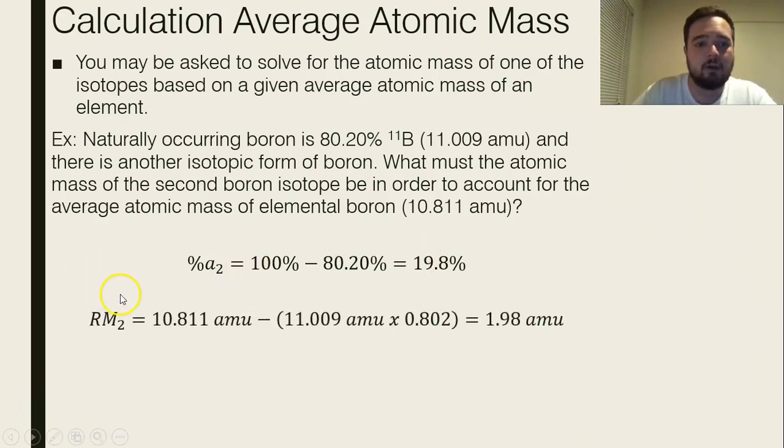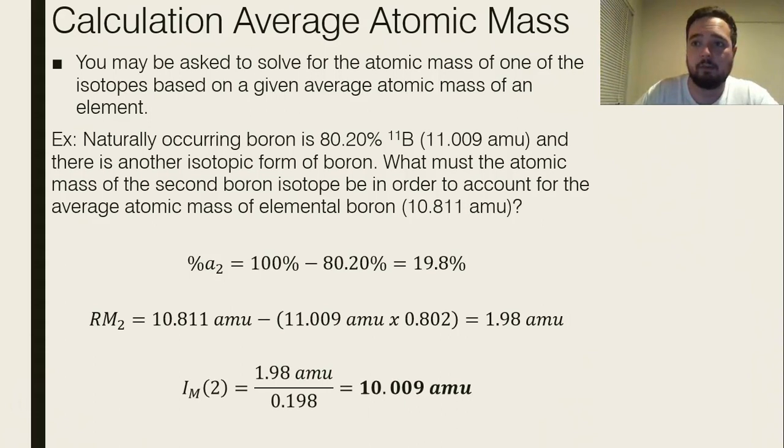So what you do is you say, okay, the relative mass of the second one is the average atomic mass minus the relative mass of the first isotope. Because we know the average atomic mass is just the addition of both relative masses of the first and second isotope. So you can manipulate the equation to where you can say average atomic mass minus the relative mass of the first one is equivalent to the relative mass of the second one. Which in this case we say that the relative mass is 1.98 AMUs.